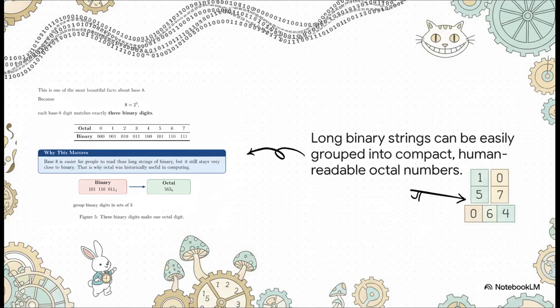I mean, look at this long string of binary. For a human, that's just a nightmare to read or remember. But because of that perfect 3-to-1 relationship, we can just chop it up into groups of 3. Each little group translates directly to a single octal digit, turning that absolute mess into a nice, short, clean number. It's the ultimate shorthand for binary.